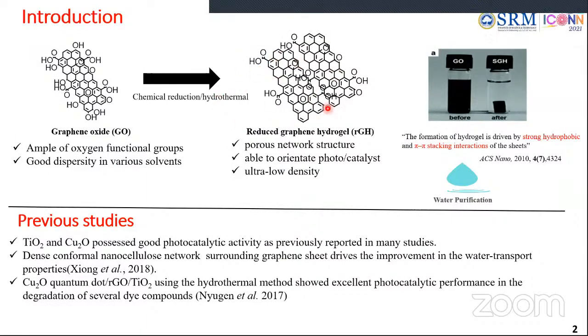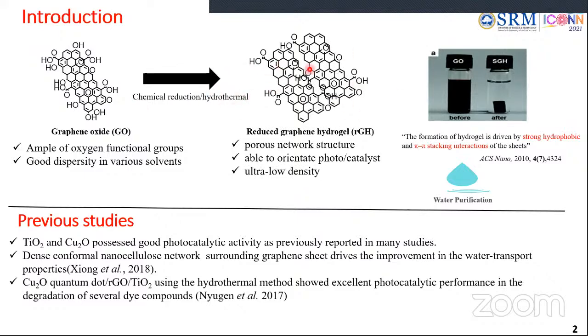formation, because this is going to be the template to orientate my photoactive material. Most of the time, graphene oxide is used as a precursor due to its ample oxygen functional groups at the basal planes, which enable it to interact with other chemicals easily, and it has really good dispersity in various solvents. Often, the formation of graphene-based hydrogel is via two kinds of methods: the chemical reduction method using ascorbic acid, or the hydrothermal method.